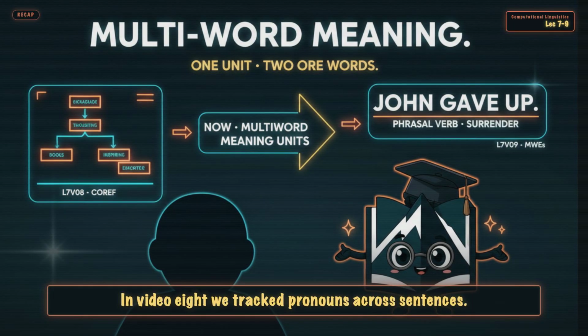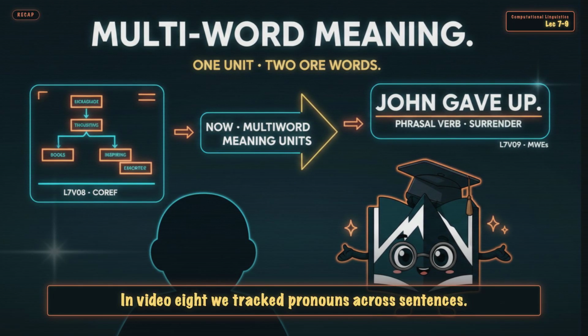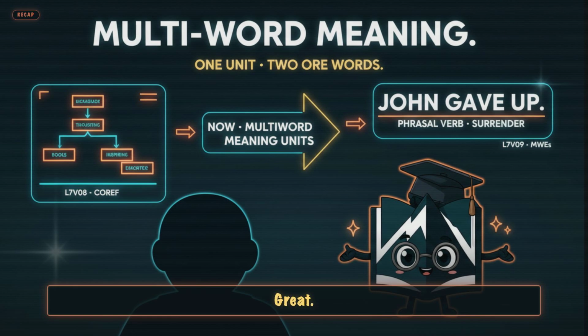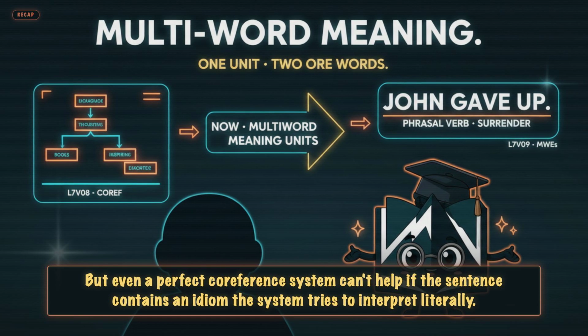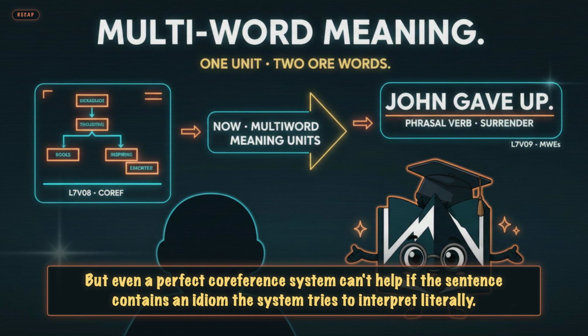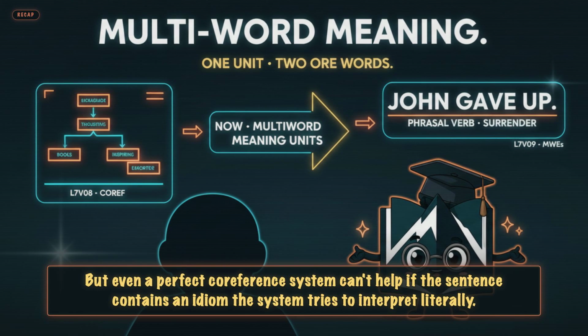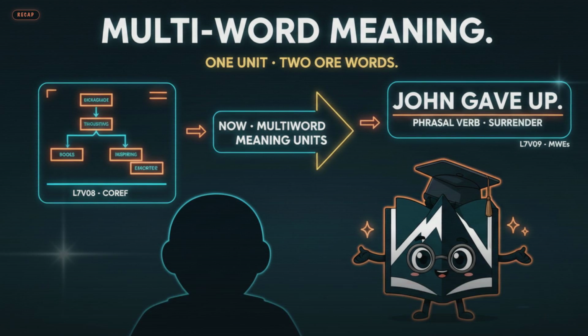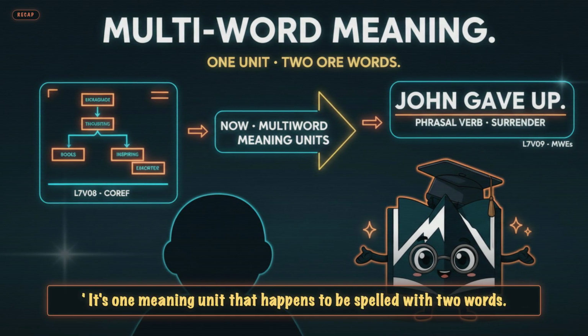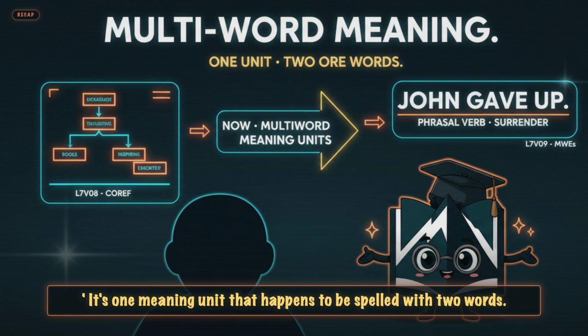In Video 8, we tracked pronouns across sentences. Neural coreference, Winograd cracked. Great. But even a perfect coreference system can't help if the sentence contains an idiom the system tries to interpret literally. John gave up is not John surrendered a physical object called up. It's one meaning unit that happens to be spelled with two words.